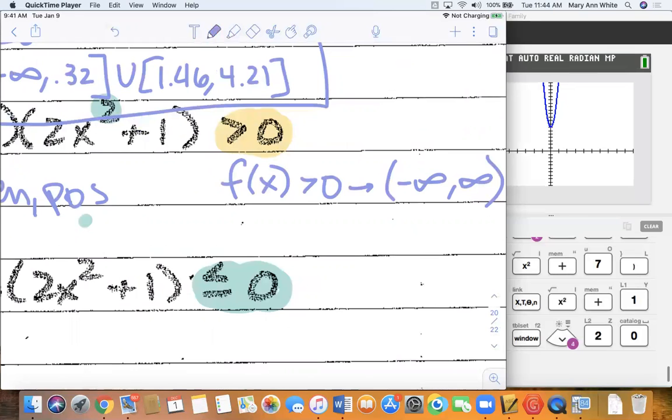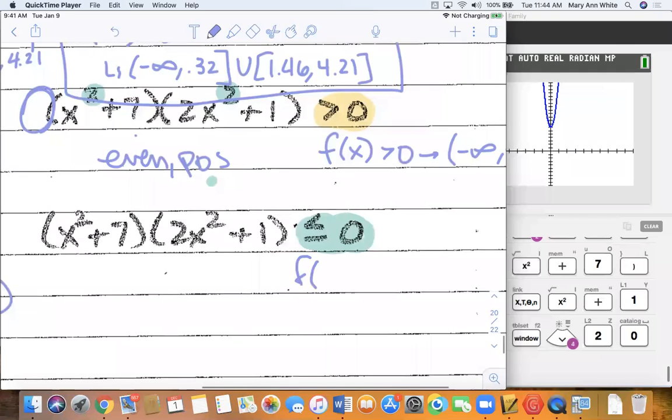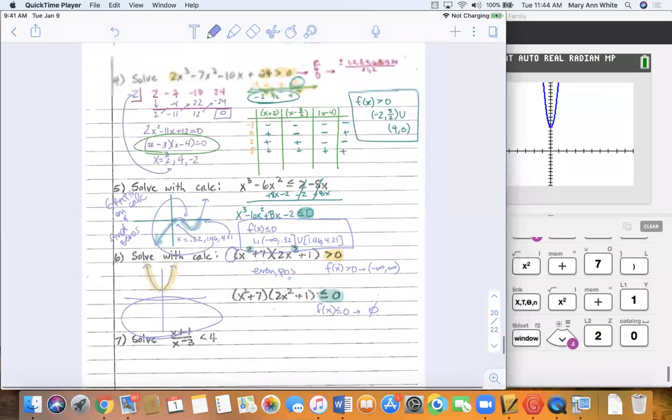Now that being said, for less than or equal to 0, there's nowhere down here where it's going to be negative. So that means that there's no solution. f of x is less than or equal to 0 is a null set. It's an empty set. No solution. Nothing there.